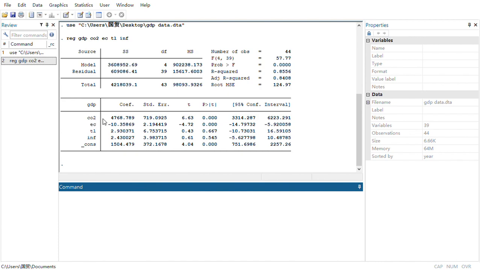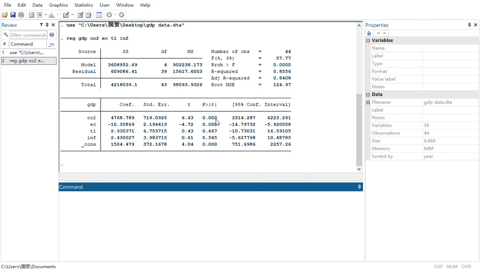We interpret it by saying that an increase in carbon emissions will lead to an increase in GDP by this coefficient. An increase in carbon emissions in industry, in different sectors, will increase the economic growth of a country by 4,769. And the result is statistically significant.